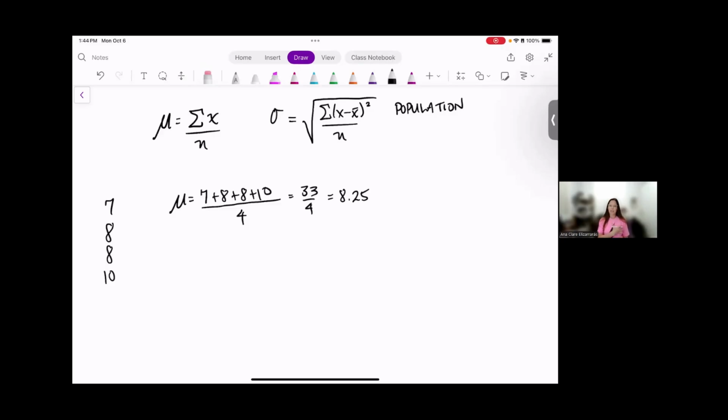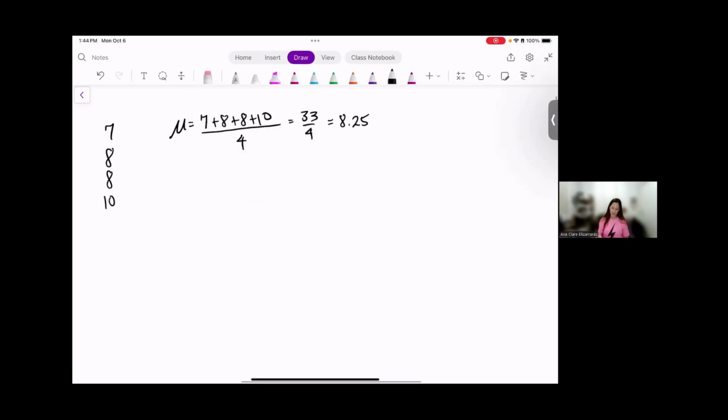Now, what if I take a sample of size 2 from these 4 shoe sizes? Let's say I take a sample and I wind up getting 7 and 8. The average shoe size for that sample of size 2, I take 7 plus 8 and divide it by 2. That's going to give me 7.5. So that's one average for the sample.